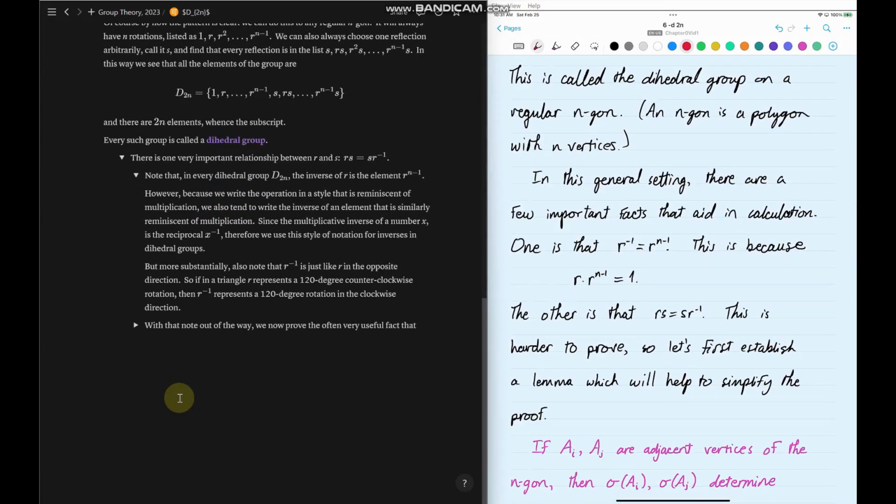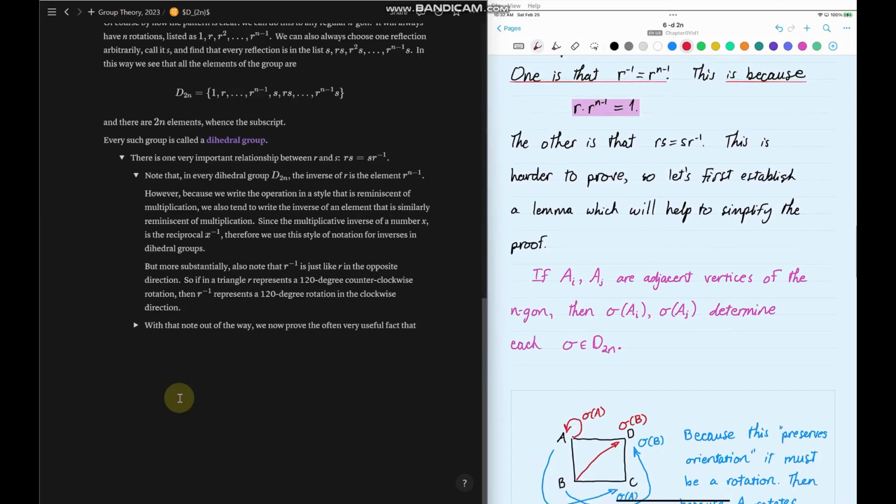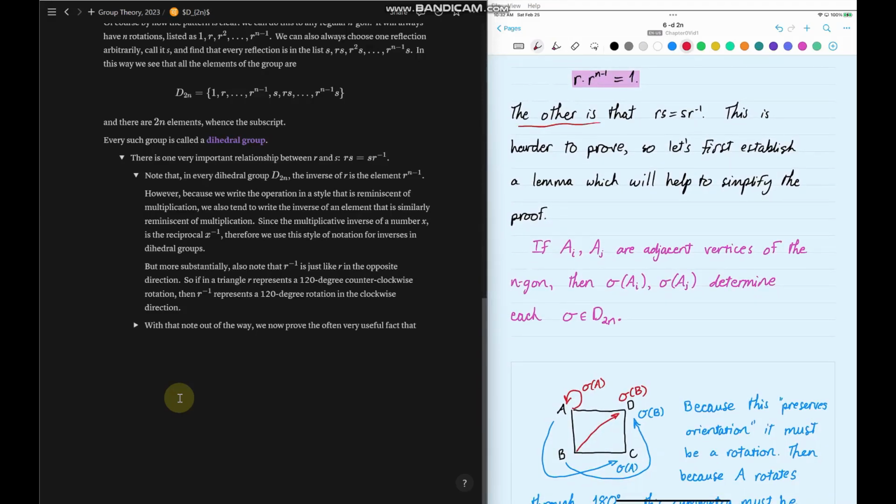This is called the dihedral group on a regular n-gon, and n-gon, just recall, is a polygon with n vertices. In this general setting, there are a few important facts that aid in calculation. One is that r inverse is r to the n minus 1 for any n. This is because r times r to the n minus 1 is equal to 1, which is fairly easy to demonstrate to yourself. The other is rs equals s r inverse.